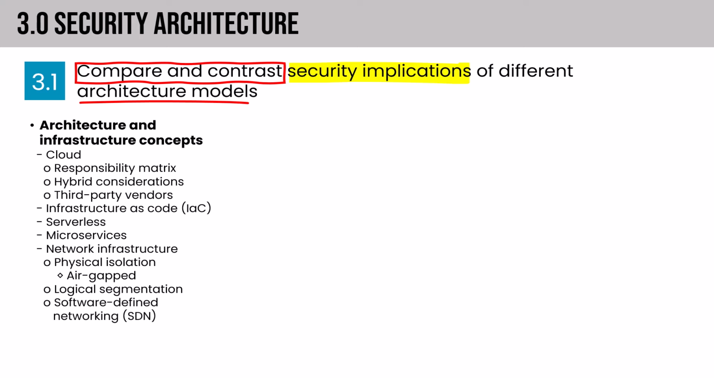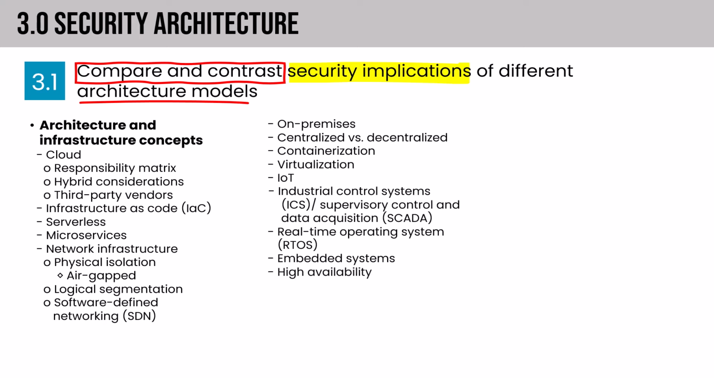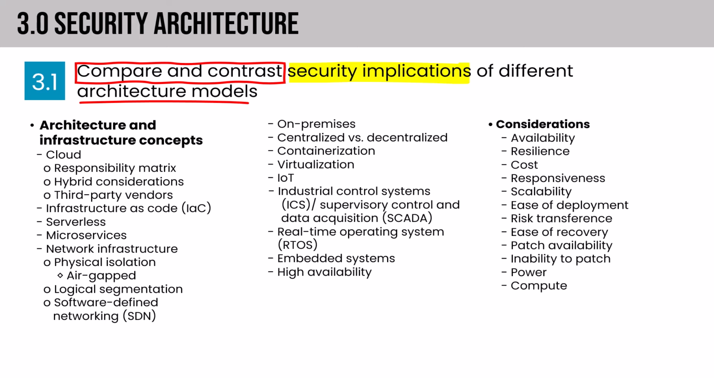We'll touch briefly on the case for on-premises, but we'll dig into virtualization, containerization, and some specialized systems or embedded systems like IoT and real-time operating systems. And we'll touch briefly on industrial control systems and supervisory control and data acquisition systems, ICS and SCADA. And we'll wrap this session with a look at a long list of considerations. So really think about all of these infrastructure and architecture concepts as the what, and these considerations as the why, as we're going through the design process.